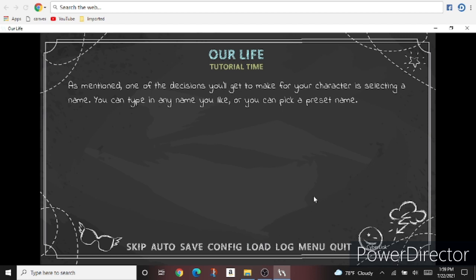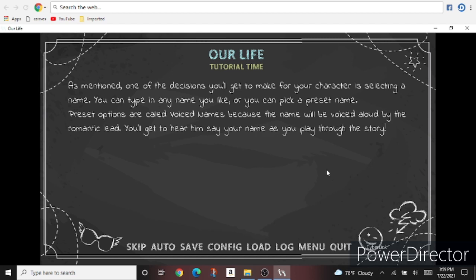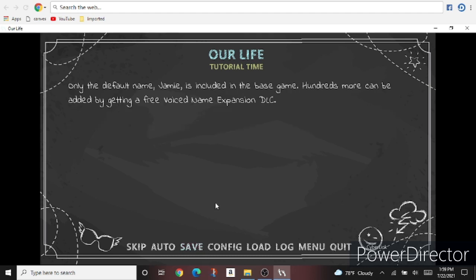As mentioned, one of the decisions you'll get to make for your character is selecting a name. You can type any name you like, or you can pick a preset name. Preset options are called voice names because the name will be voiced aloud by the romantic lead. You'll get to hear him say your name as you play through the story. My name actually is not on that. I checked it out. I don't have the DLC before you ask. Only the default name, Jamie, is included in the base game. Hundreds more can be added by getting a free voice name via DLC.